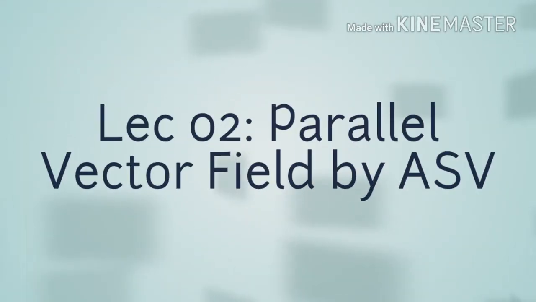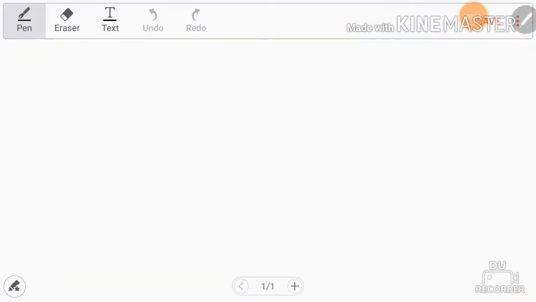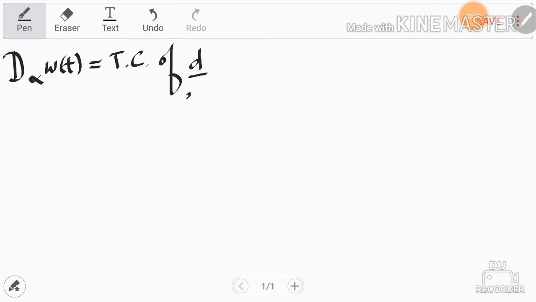Before I start the definition of parallel vector field, let me just recall the last definition that we did, that was the covariant derivative of a vector field along a curve alpha. We saw that the covariant derivative of a vector field along a curve alpha is the tangential component of this vector.